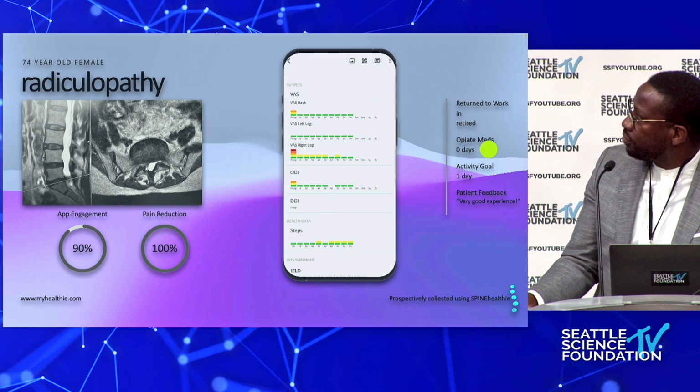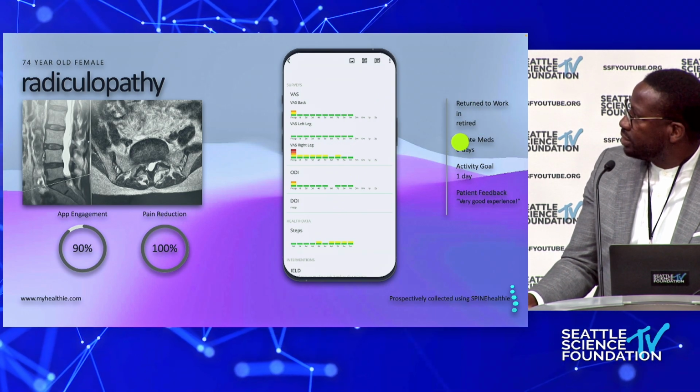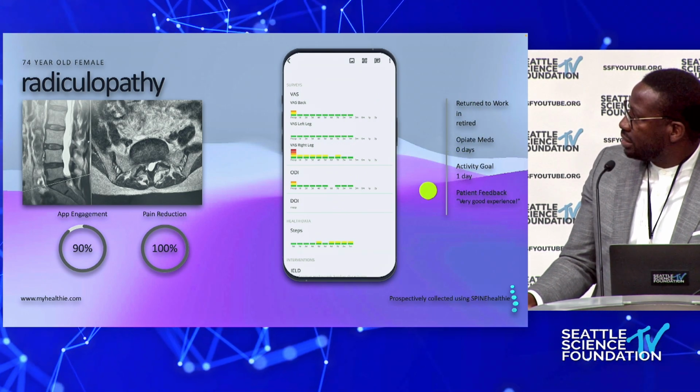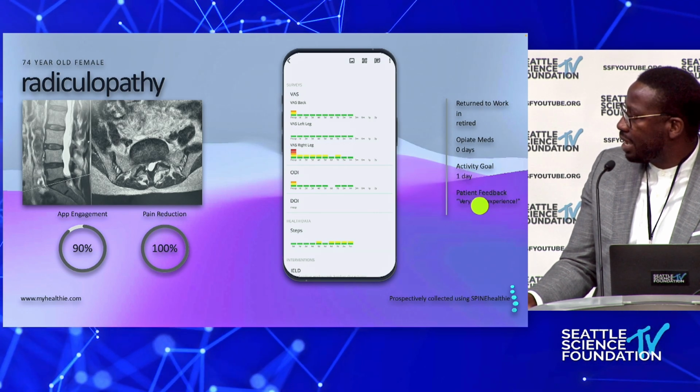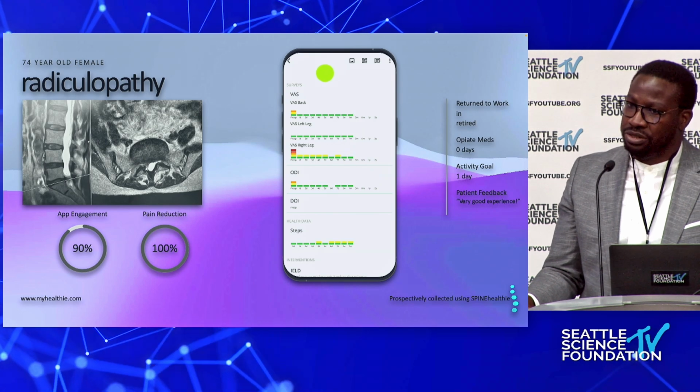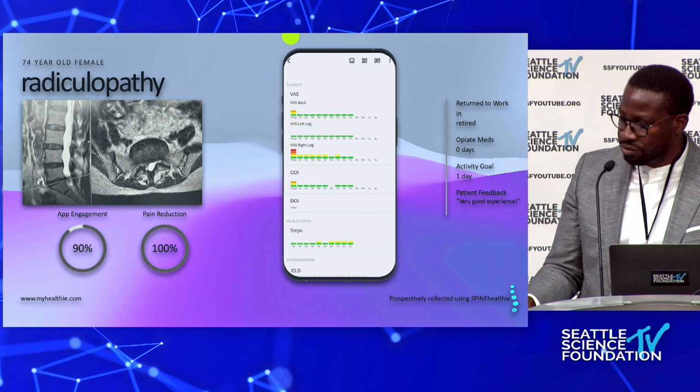And then over on this one, this is directly from the app. You can see the patient returning to work. Well, he's retired. He didn't use any opiate pain medications. His activity goal was achieved 1 day after surgery, and this was his feedback from the app. So as we move through these cases, you can see this and evaluate on your own.